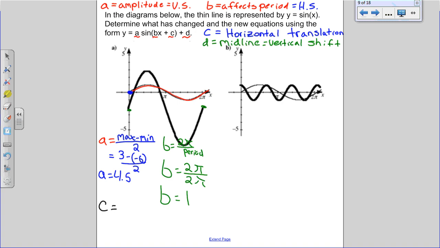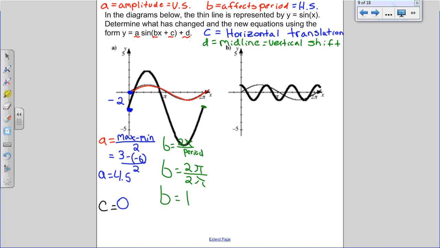Where's that new point on the old graph? It's right here. See how those points correspond with each other? It has not moved to left or right. It's moved down 2, but it never moved left or right. So that means your C value equals 0. That point has not moved. It stayed exactly where it was.